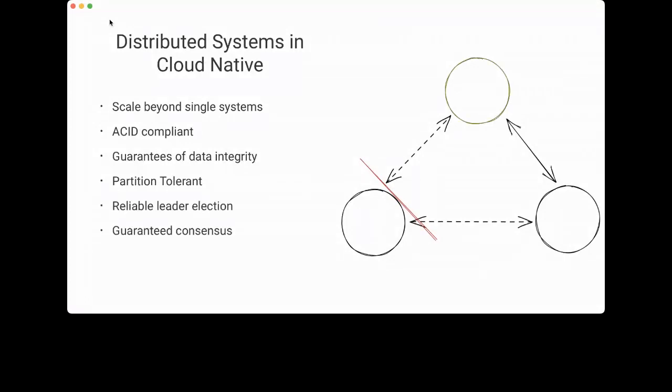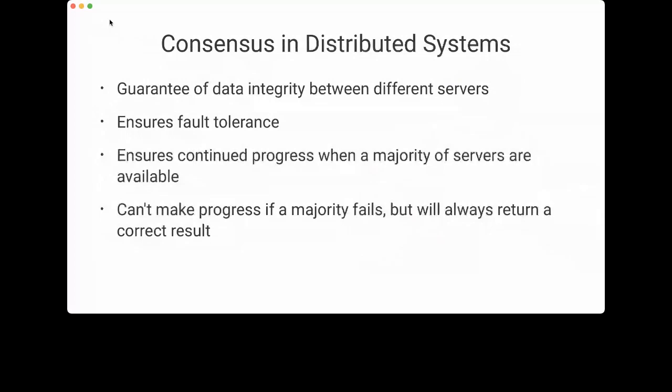And we want to do this with some sort of reliable leader election or some sort of guaranteed consensus mechanism to make sure that we have the correct values. And so a lot of this talk is really about the purpose of values, the purpose of consensus and consistency in our systems. So just to recap a little bit and add some more, we're really looking for a guarantee of data integrity between different servers. And that's so that we can get some level of fault tolerance, right? We're looking at building highly available systems that can sustain a fault somewhere along the line that will ultimately get fixed later, but doesn't compromise the working system in the meantime.